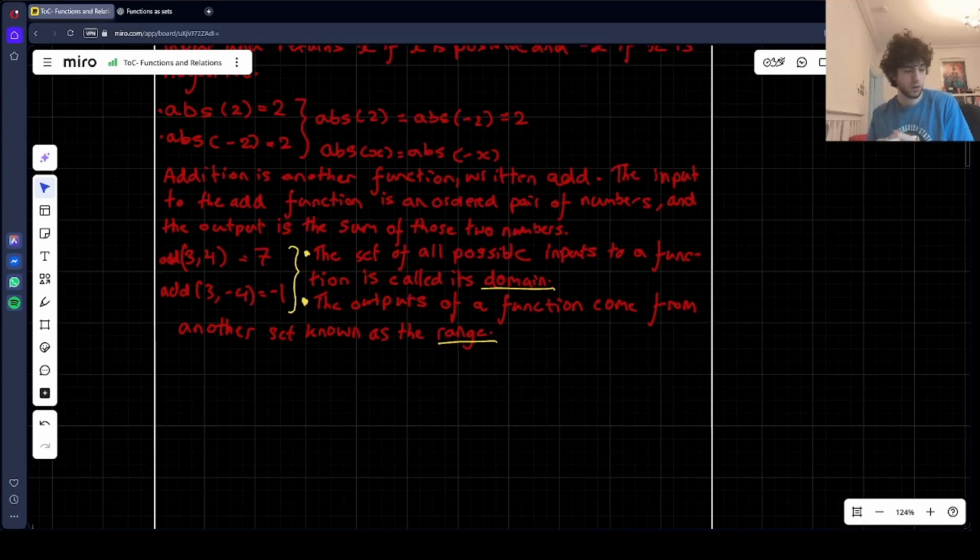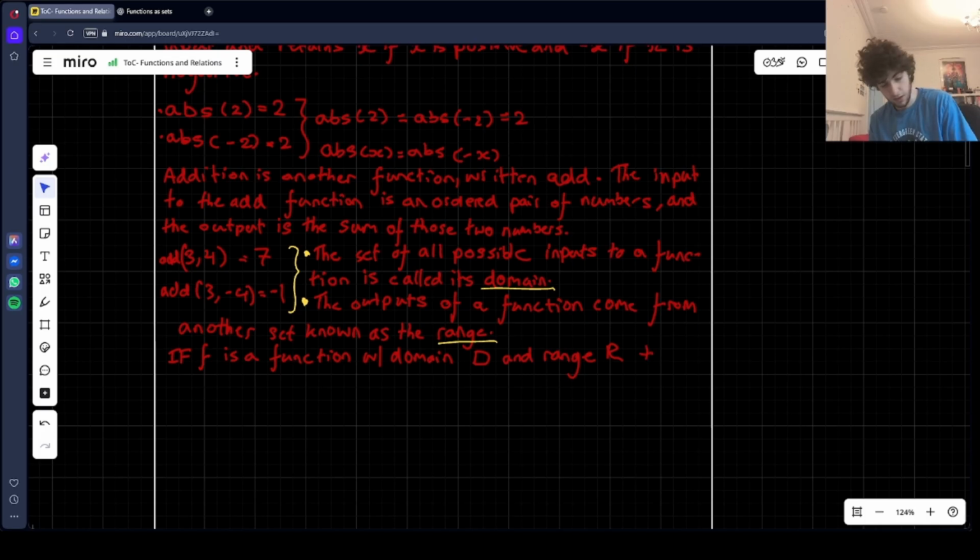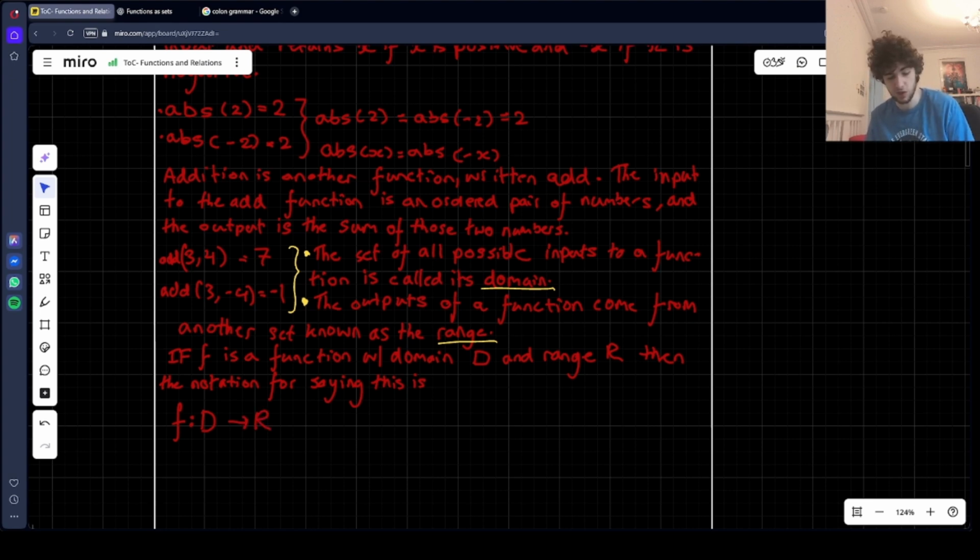Okay, so again, just going back to notation. If f is a function with some domain, and that domain is a set, the set of things that we're allowed to input to our function, and a range set, then the notation for saying this is simply f, then a colon, and then capital D with an arrow pointing towards R. This is the notation for saying that f is a function with domain D and range R.